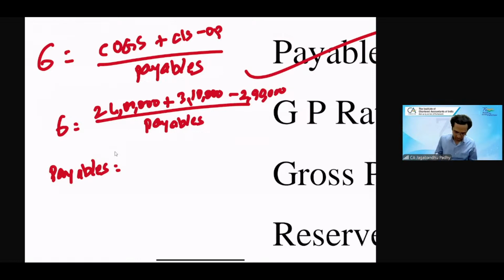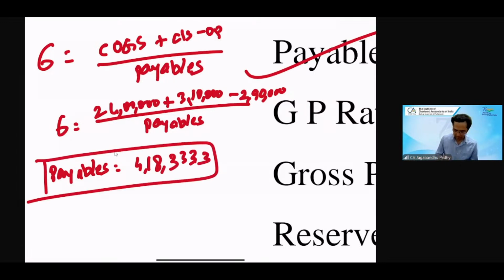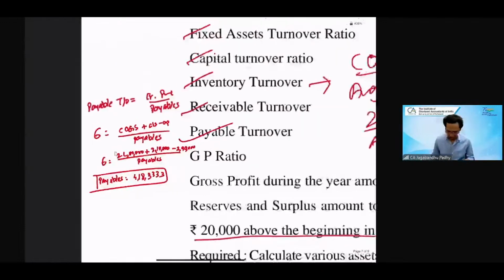4 lakh 3,333. Okay, so it is 24 lakh plus 3 lakh 10,000 minus 2 lakh divided by 6. Yes, so 4 lakh 18,333.3 is the value of payables. And I think we have got everything.